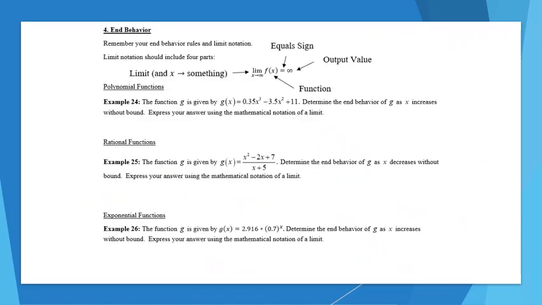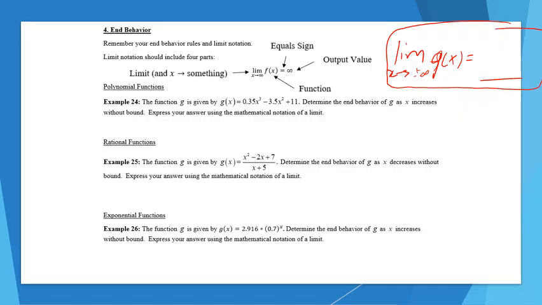The fourth one is end behavior. Just remember limit notation. So it's going to be the limit as x approaches either a number or it's going to be positive or negative infinity. One of those. Your function, which this is typically going to be g of x for this problem, equals, and then what your limit is equal to. It needs to be in this form. If it is not, it will not be given credit. So here you could use 2 things.